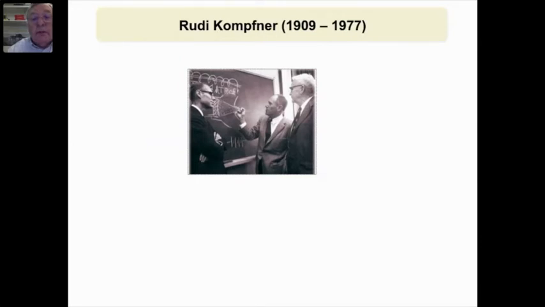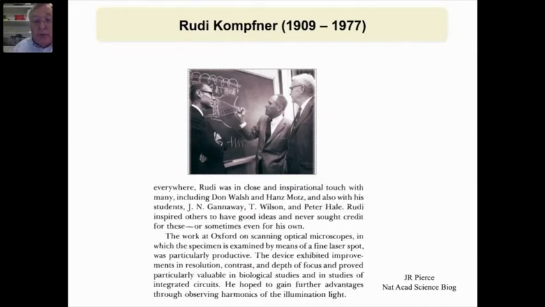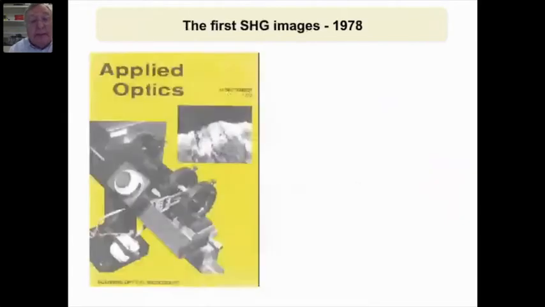When Kompfner died, Pierce wrote his biography, and he spent a few sentences on his work in Oxford. And he said at the bottom here, he hoped to gain further advantage through observing harmonics of the illumination light. And indeed, that's what happened.